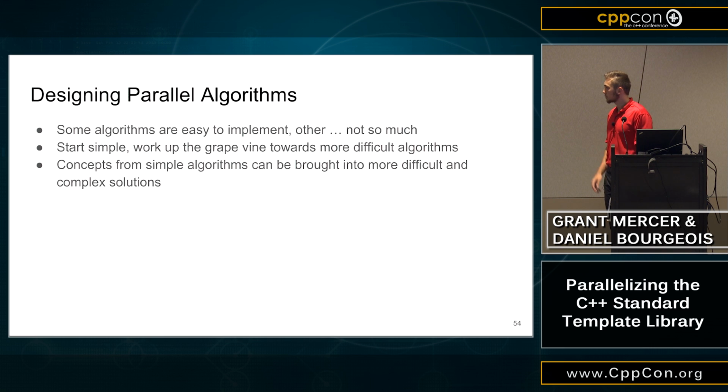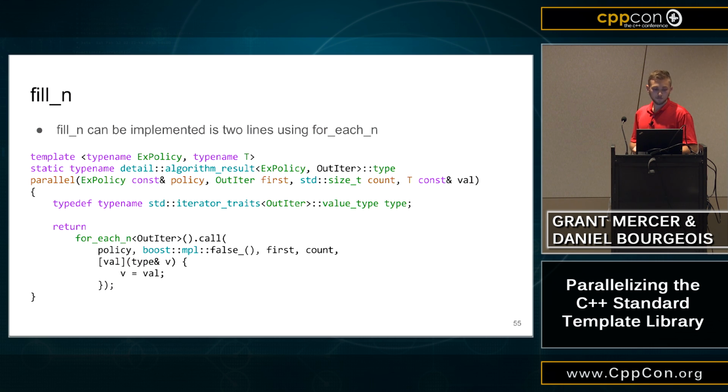As well, designing some of these parallel algorithms, we realized that we wanted to start simple and work up the grapevine. So algorithms like for_each provide a really good base for building upon other algorithms. And some of these future ones were really easy to write, actually. So you have the case of fill_n, for example. We wrote that in technically 1 line. A lot of these algorithms are really related to each other, in the sense that for fill_n, all we needed to do was call a parallel for_each_n and apply a custom lambda function to each element. And all this would do is copy over the elements.